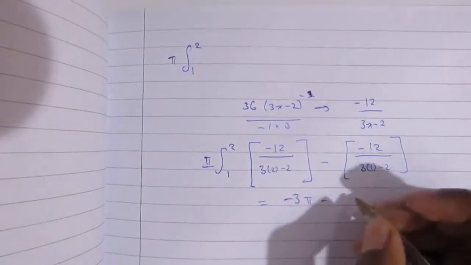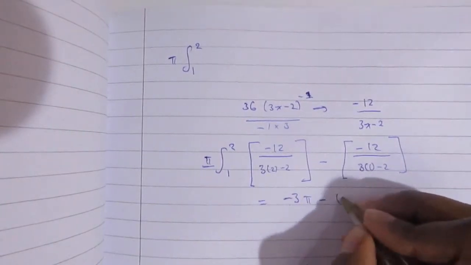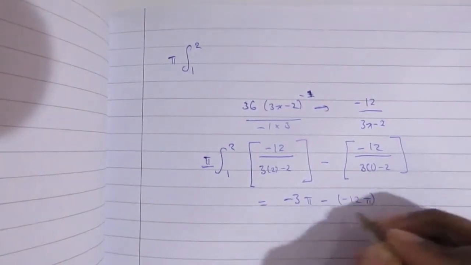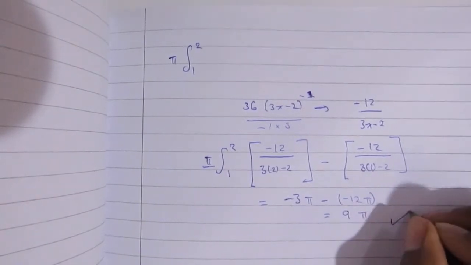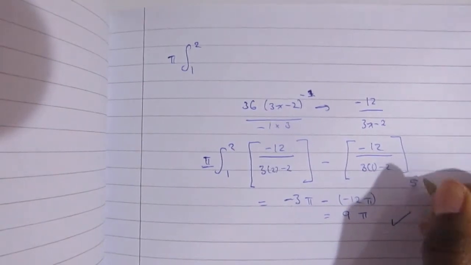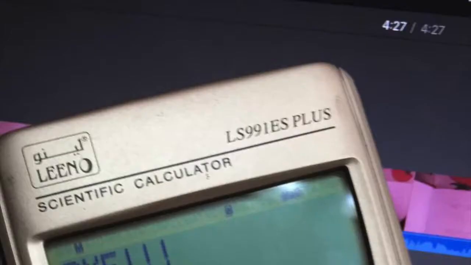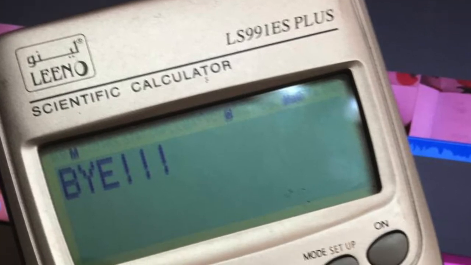And that will give you negative 3 pi, don't forget the pi, minus negative 12 pi, and negative minus negative gives you a positive, right? So the final answer is 9 pi. Congratulations, we are done with this question. That was a total of 5 marks.